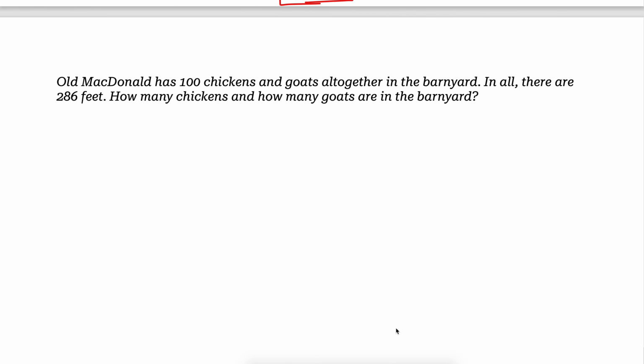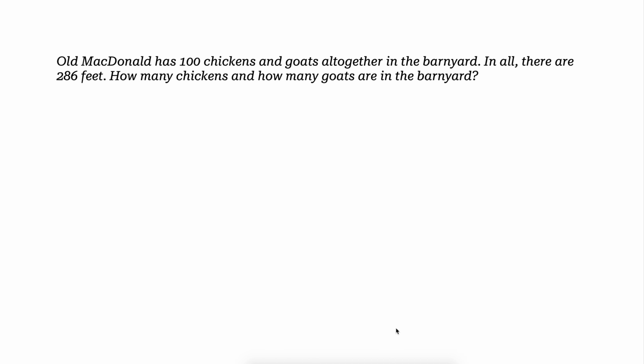Moving to the next page, we're going to look at a somewhat famous problem, the chickens and the goats. It says Old MacDonald has 100 chickens and goats all together in his barnyard. In all, there are 286 feet. How many chickens and how many goats are in the barnyard?